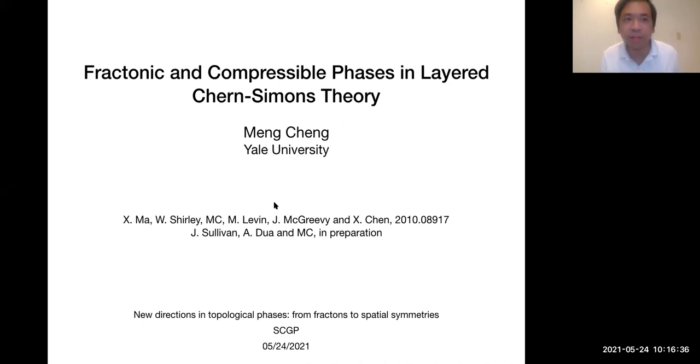So today I'd like to talk about fractonic and compressible phases in this layered Chern-Simons theory. And most of the talk will be about the compressible phase. And I'll just say briefly something about the fractonic part. Okay, and here are a couple of references. So this first paper that we put up last year was mostly about the general setup and all the fractonic part. And we're working on the draft about the compressible state.